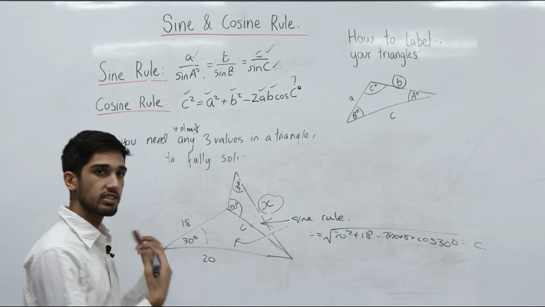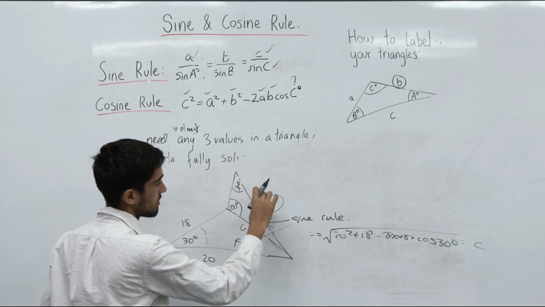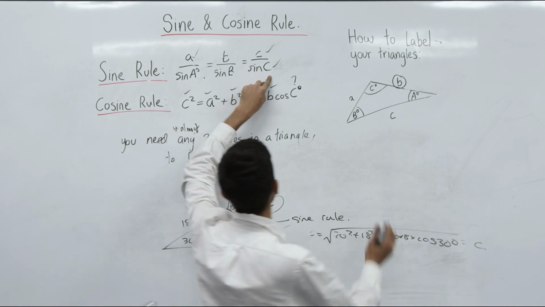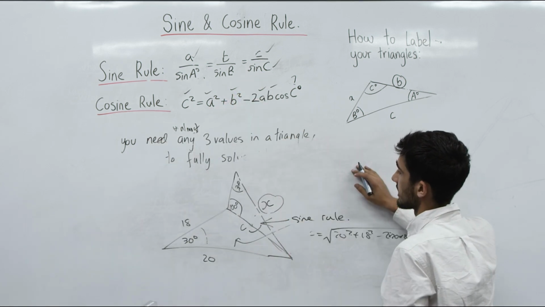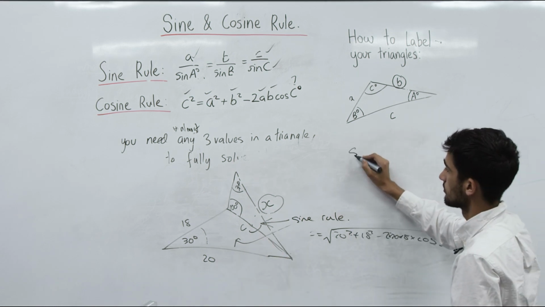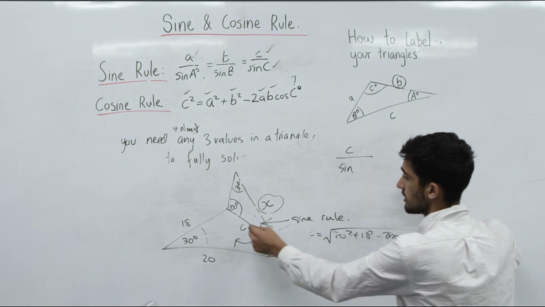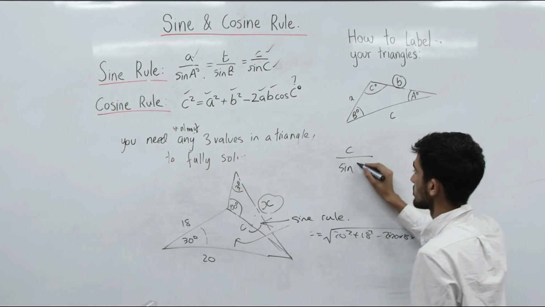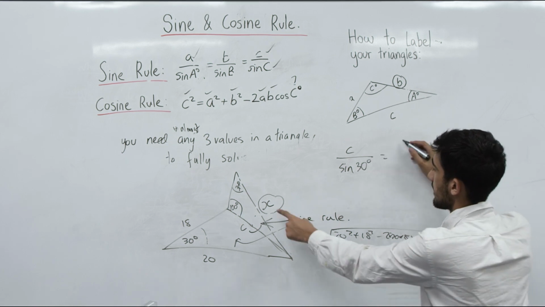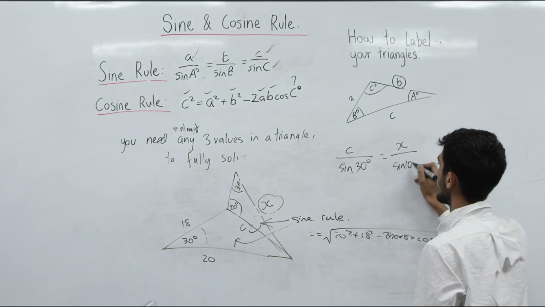Okay? And the reason I say that is once you know C, you know the matching angle C, we have x and we have the matching angle x. We know C, we know the matching angle C. Okay? We're trying to find the distance x. So C, which we've calculated, over the sine of C. What's the sine of C? If this is the angle C, then the sine of C is sine of 30 degrees, equals x over its matching angle, the sine of 100.